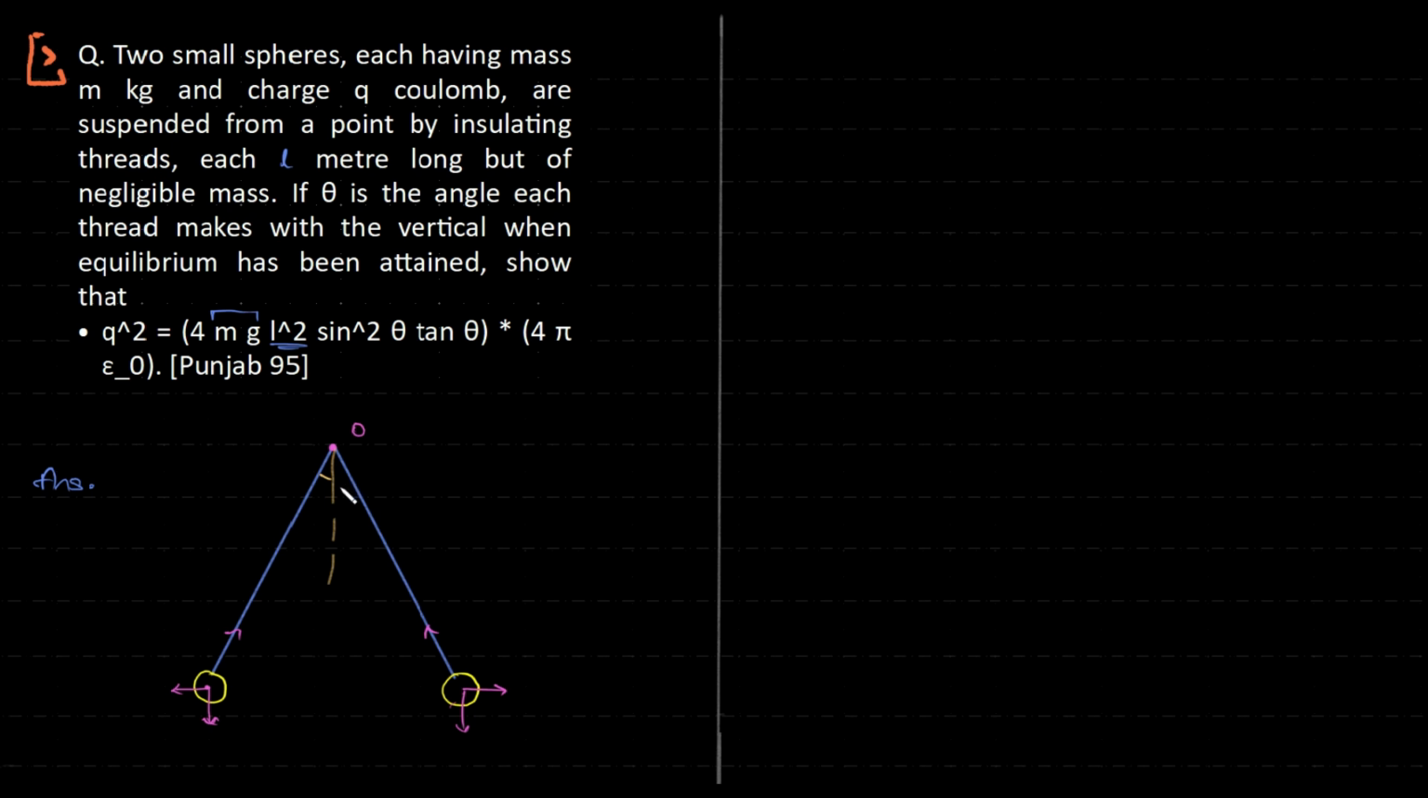So what are we looking at over here? This is nothing but your theta. That's your L. Now I'm labeling. That's your mg. That's your Fe. And that's the force because of the thread. We're calling the points O, A, B. And we need this length also. Let's call this 2x.